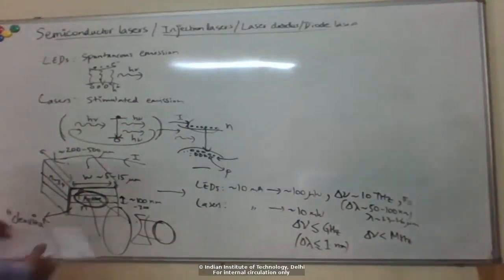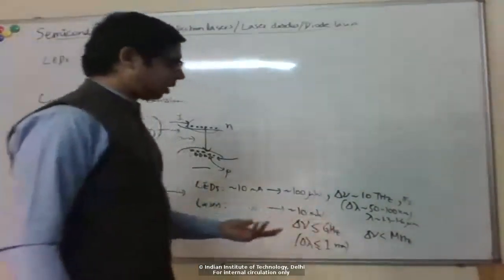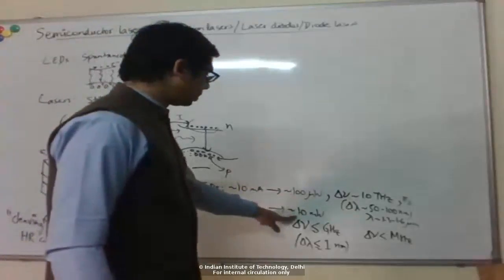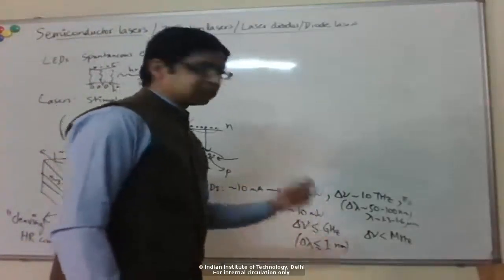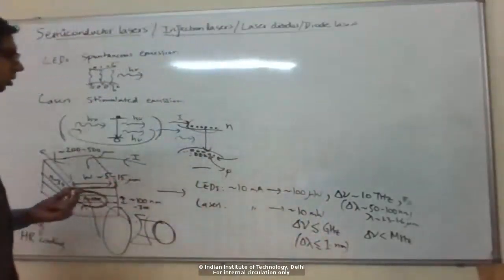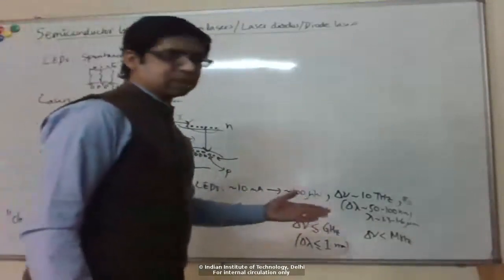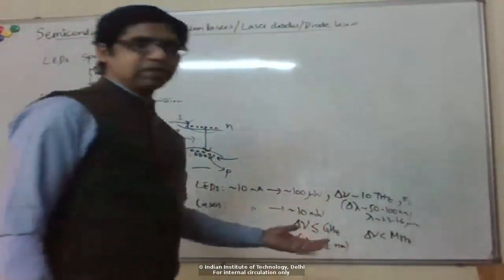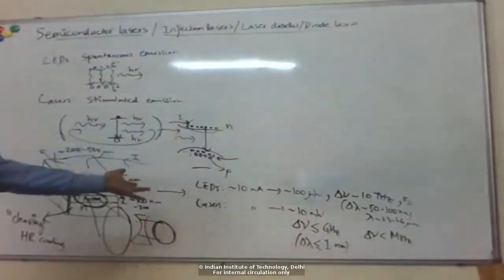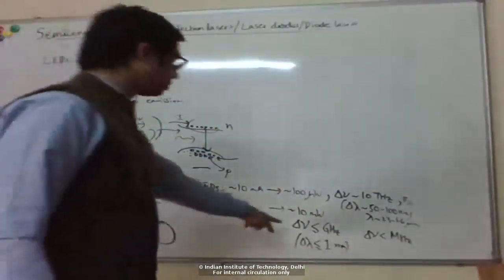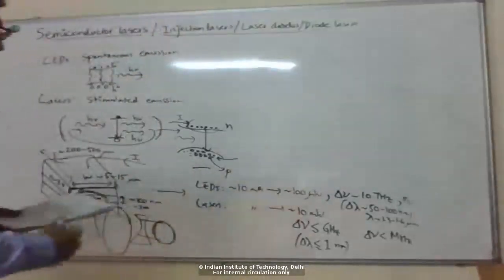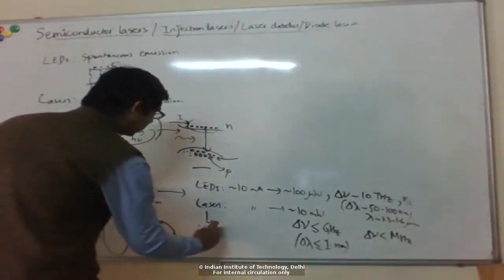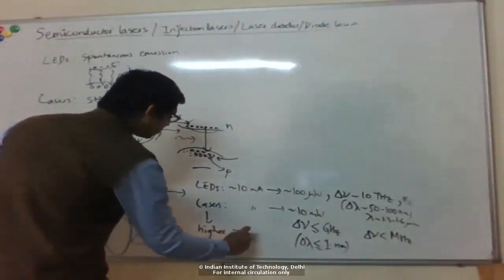So already we see, in terms of applications for communication, we get much more power. The bandwidth is much narrower. So much more power helps us, of course, going longer distances for the same loss. Much narrower line width also helps us going longer distances because the dispersion is much smaller. And then we also get much higher modulation bandwidths.